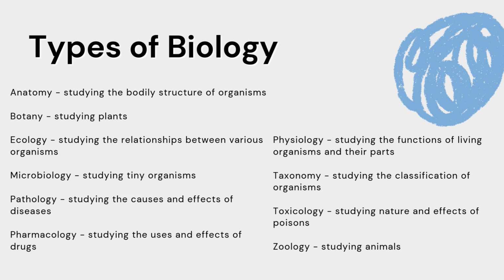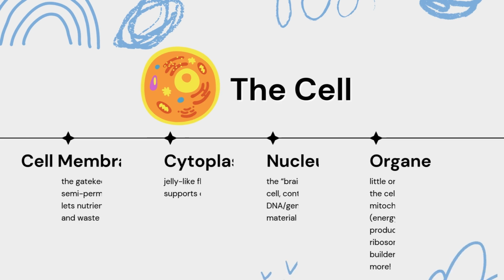There are many fields of biology that include anatomy, the study of the bodily structure of organisms; botany, the study of plants; ecology, the study of relationships between various organisms; microbiology, the study of tiny organisms; pathology, the study of diseases and their cause and effects; pharmacology, the study of using and effects of drugs; physiology, the study of the functions of living organisms and their parts; taxonomy, the study of classification of organisms; toxicology, the study of nature and effects of poisons; and zoology, the study of animals.